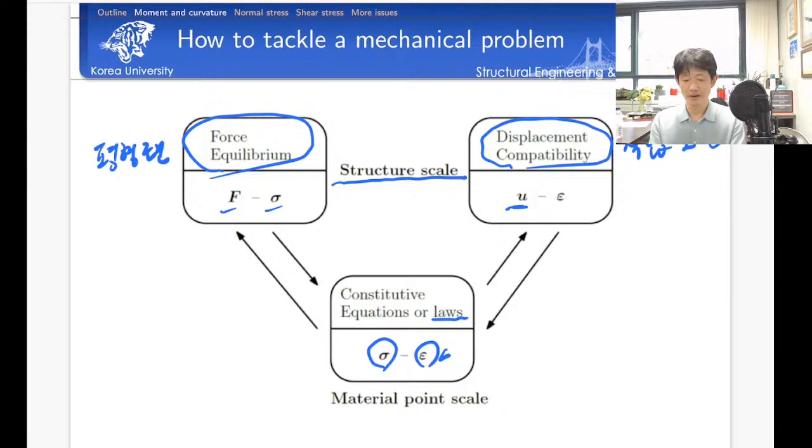Okay, we can start our analysis from the force equilibrium and then finish our analysis at the point of displacement compatibility. But as I told you, if you have strain softening, then the relation becomes not a functional relation. That's why we'd better always start from the displacement compatibility. That provides a more general point of view. Let's start from the displacement compatibility, and then finish our analysis at the point of force equilibrium.